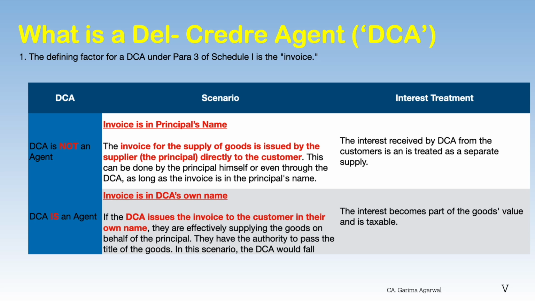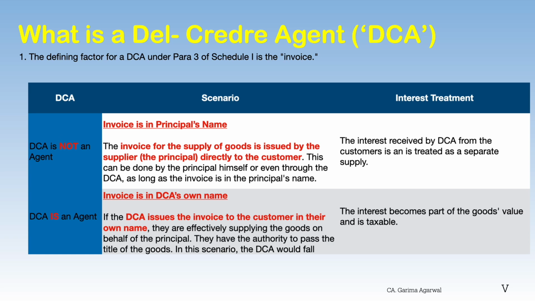Next, we are diving into a topic that often confuses many GST practitioners, that is the treatment of a Del-Credre Agent or DCA. We'll specifically see how it fits under Para 3 of Schedule 1 of the CGST Act. This is important because government has issued specific clarifications on this subject.